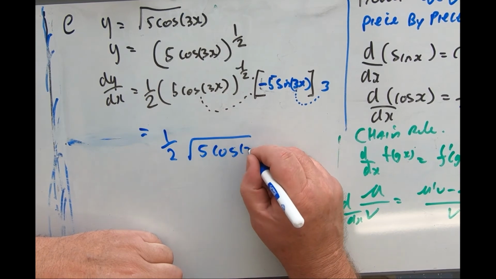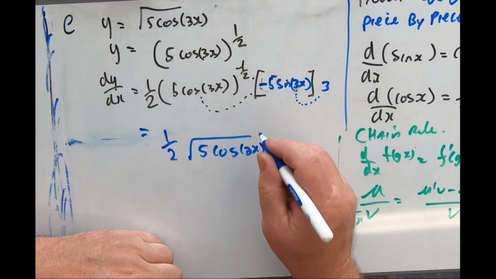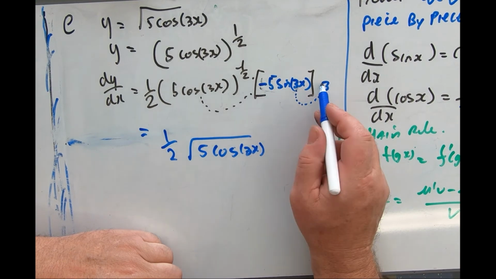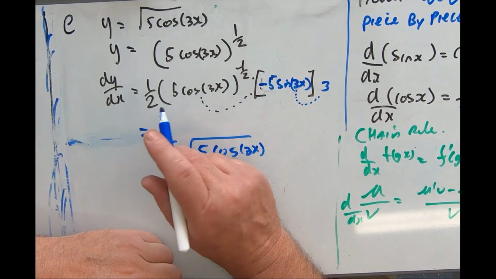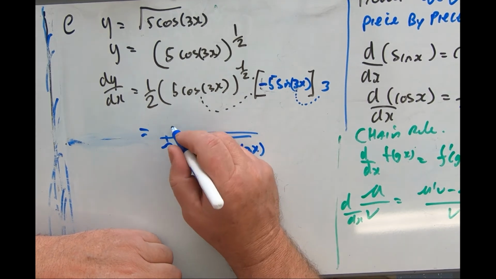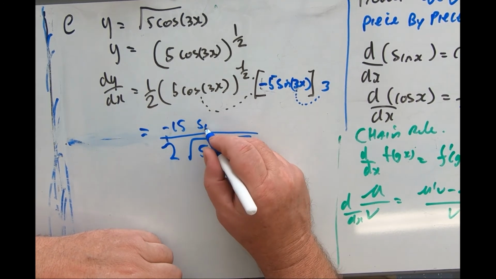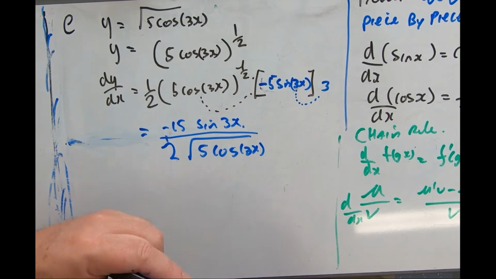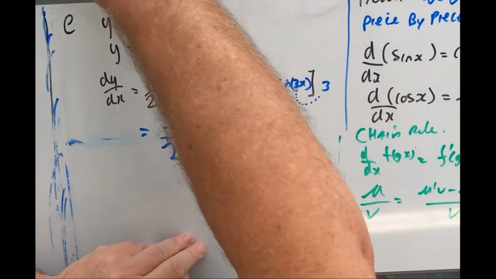There's the first piece. People okay with that? That's what all that means. And here's the minus sign. 5 times 3 is 15. So we'll put it all on one fraction. There's the 2 minus 15 sin 3x. That's just about ready for the calculator. Right.